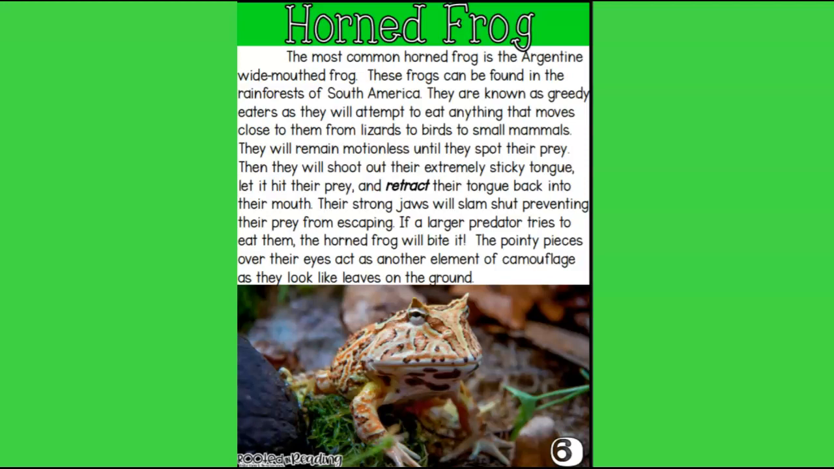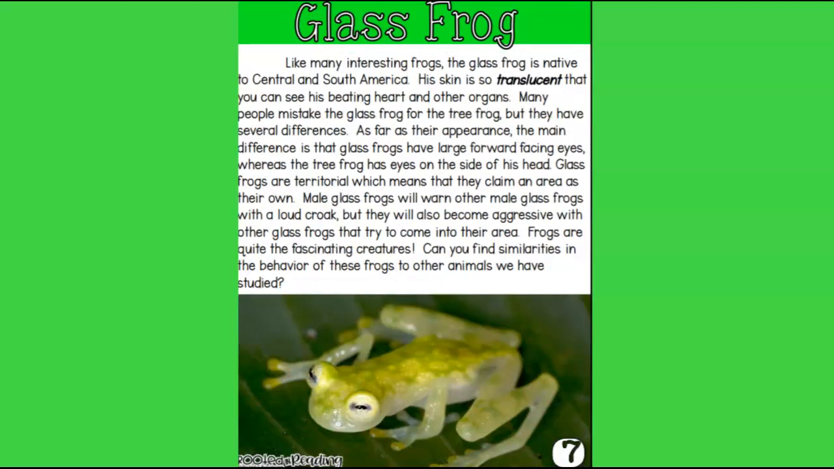Then they will shoot out their extremely sticky tongue, let it hit their prey, and retract their tongue back into their mouth. Their strong jaws will slam shut, preventing their prey from escaping. If a large predator tries to eat them, the horned frog will bite it. The pointy pieces over their eyes act as another element of camouflage as they look like leaves on the ground.